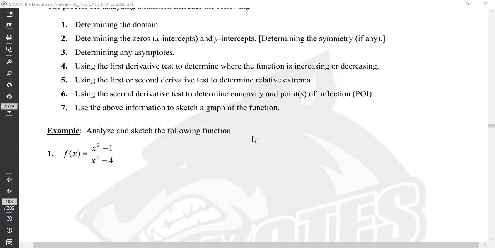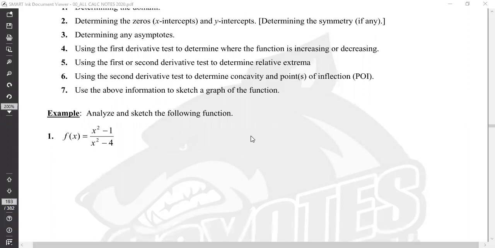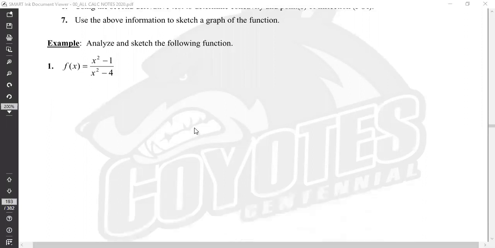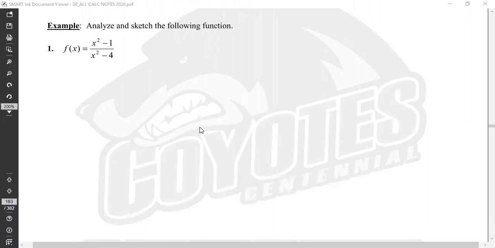Number 4, first derivative test. We look to see where it's increasing and where it's decreasing by taking your first derivative and finding where it's positive or negative. Number 5, using first and second derivative tests to find your relative extrema, noting your max and your min. That will be a big help in starting to put together this graph. And then number 6, using your second derivative test that we did in the last section to figure out where it is concave up, concave down, and points of inflection. All of that together we will now use to sketch our graph.